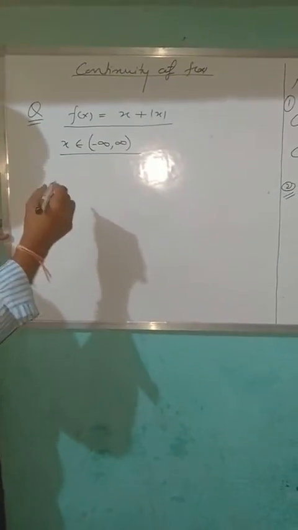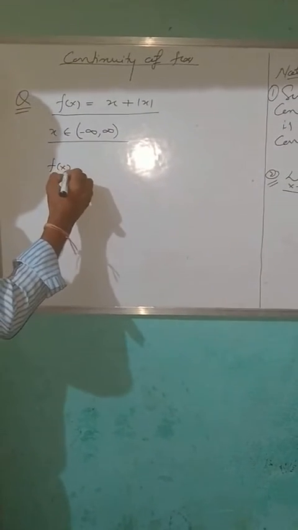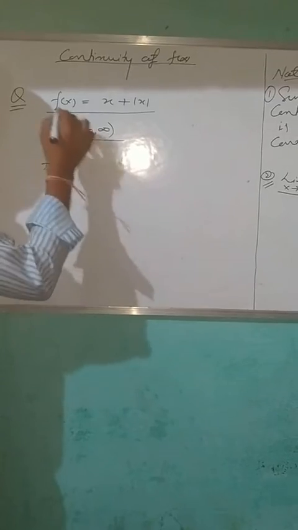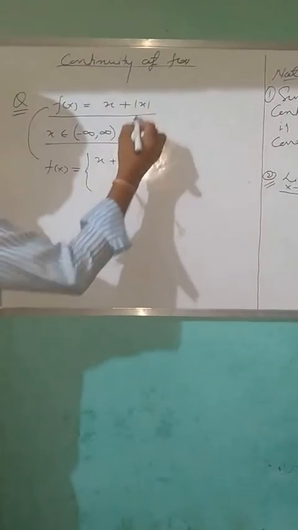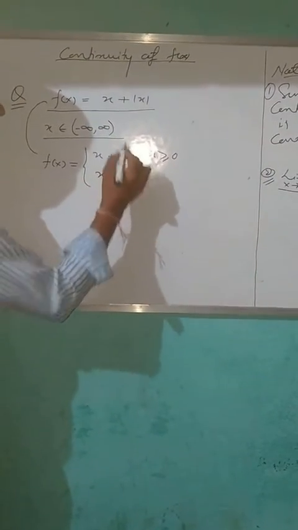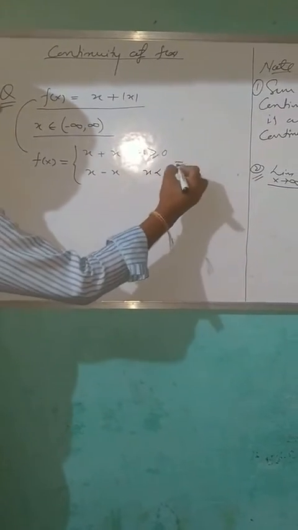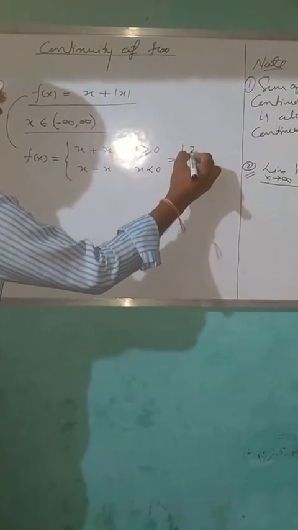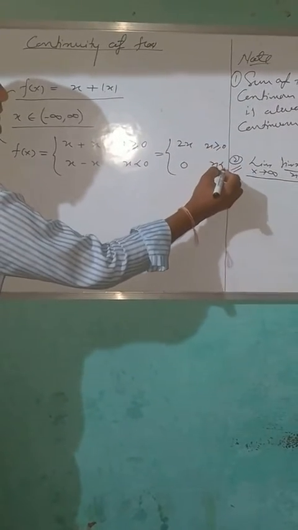Or in the other case, we can solve it by another method. We can write this function f(x) equal to 2x when x is greater than or equal to 0, and 0 when x is less than 0. Since the value of this function is x plus x, which is 2x, when x is greater than or equal to 0, and x minus x, which is 0, when x is less than 0.